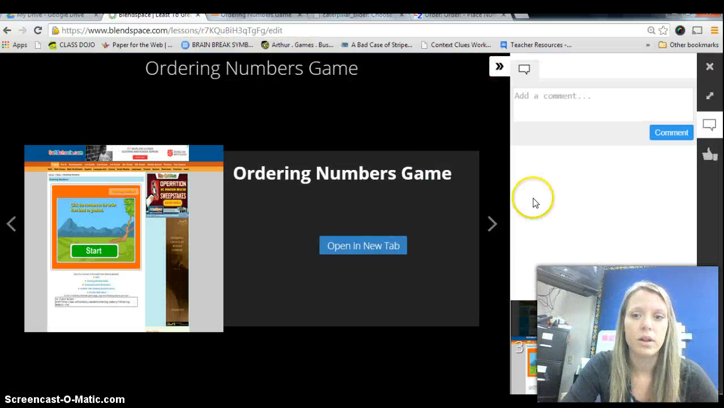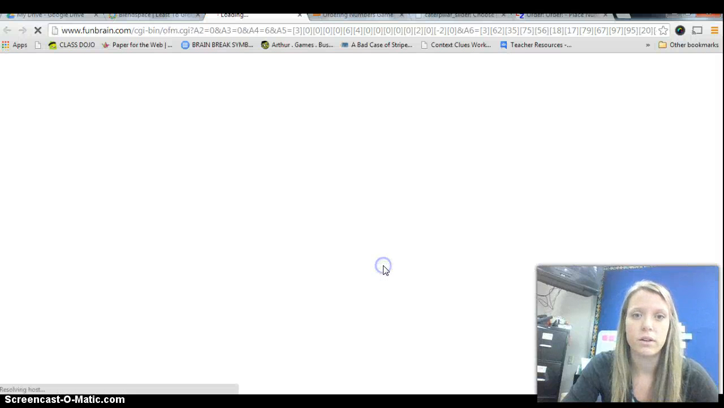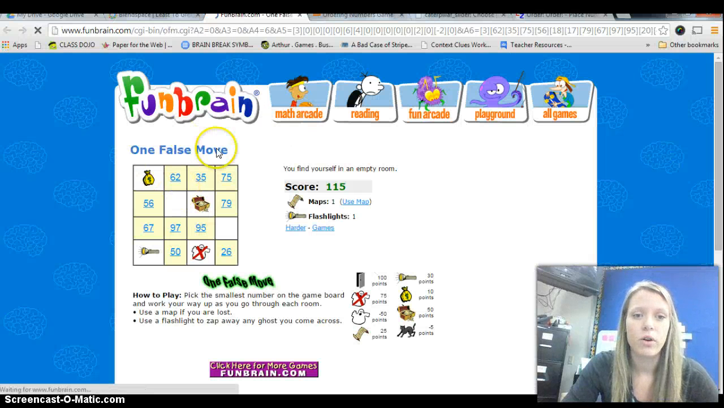So go back to the blend space, click the arrow over, and this is the most challenging one. You have a whole game board and it says pick the smallest number on the game board and work your way as you go through each room. Use a map if you are lost. Use a flashlight to zap away any ghost you come across.